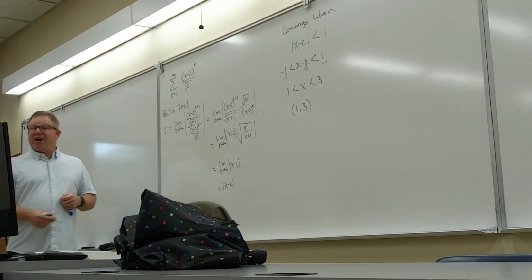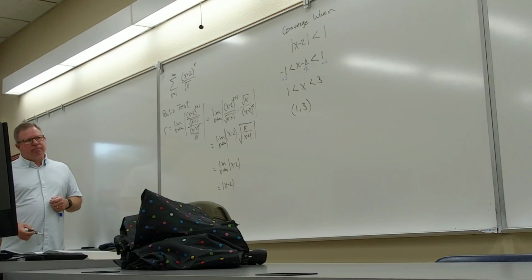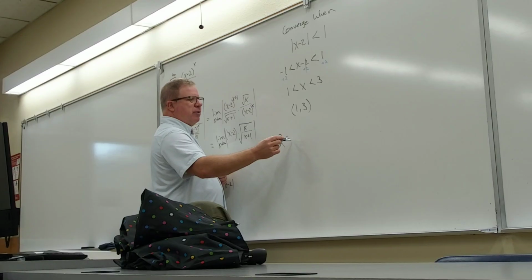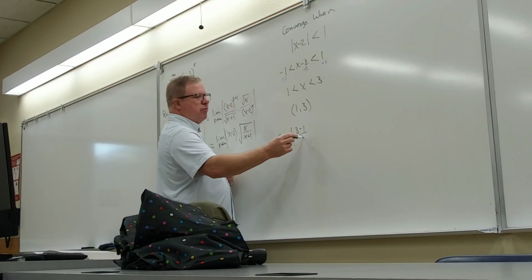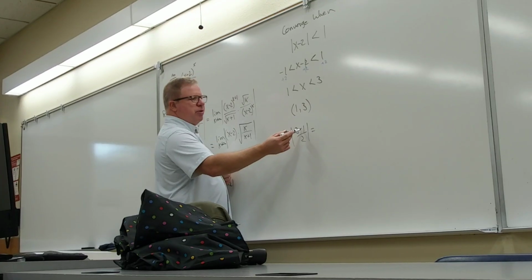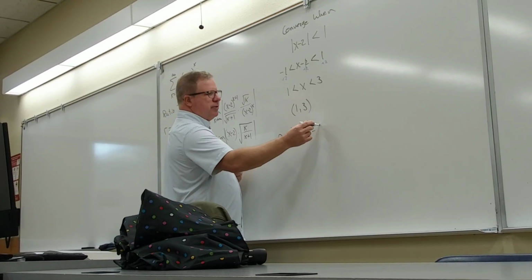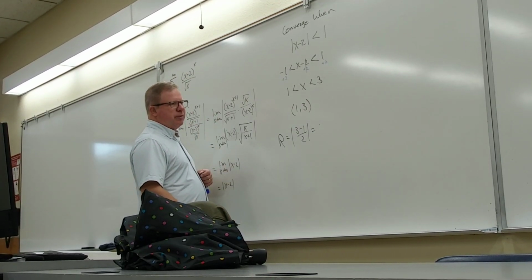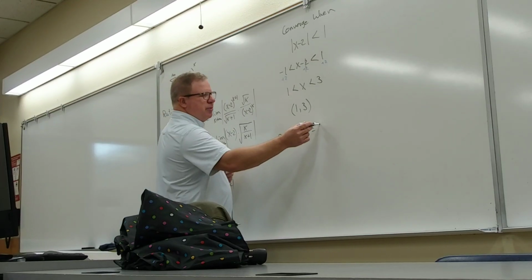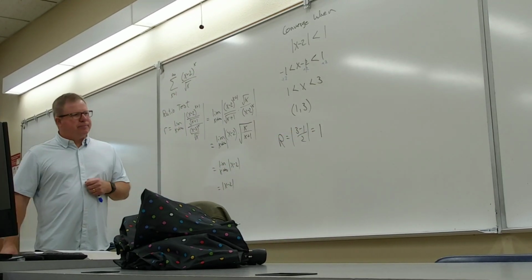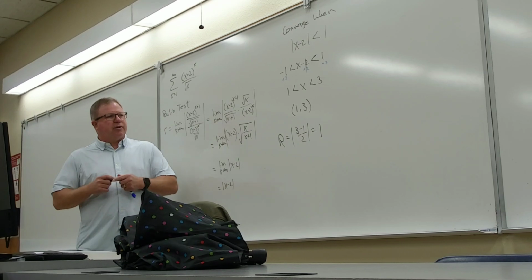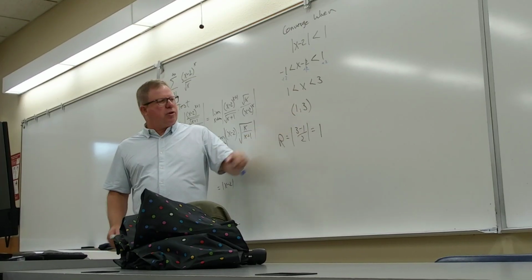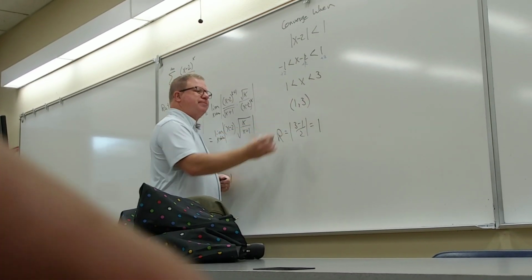We can actually determine the radius of convergence right here. The radius of convergence, capital R, will be 3 minus 1 over 2. 3 minus 1 is 2 over 2 is 1. Yes, there we go, 1. Radius of convergence is 1, so the value in the center here is 2. You go up 1, that hits 3, down 1, that hits 1. So that's your radius.